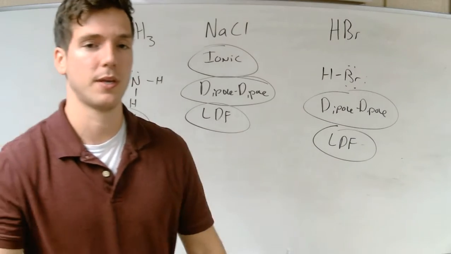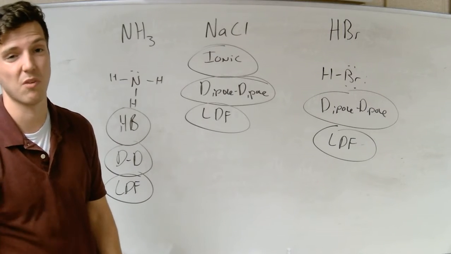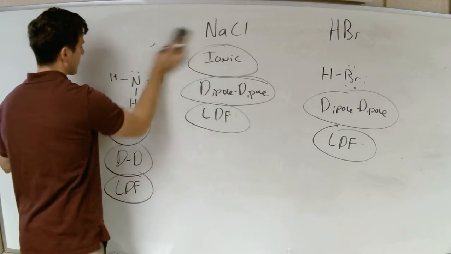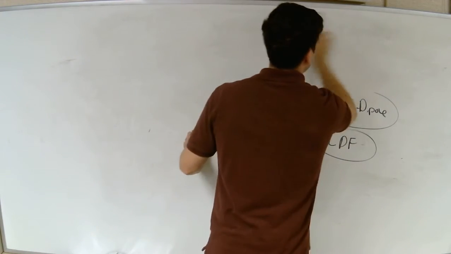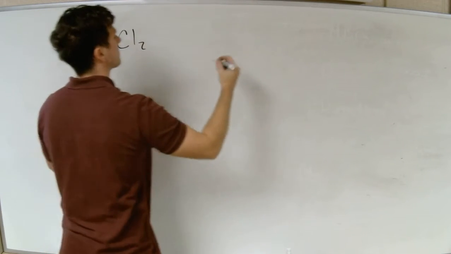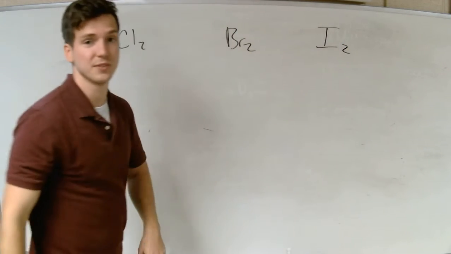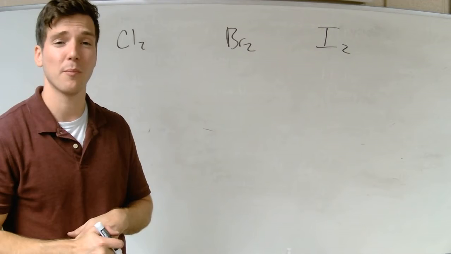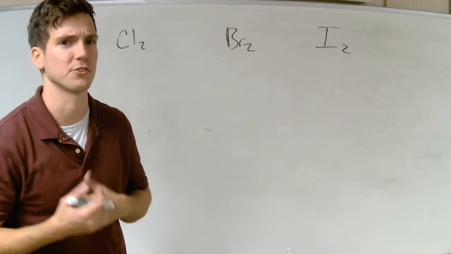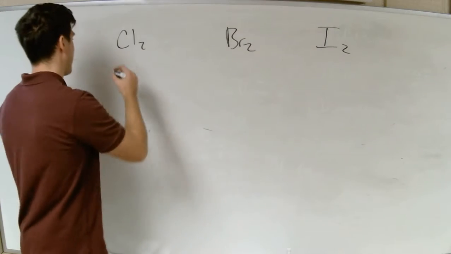Let's talk about some weird phenomenon that we see in compounds all the time, but we don't really realize it. A really weird phenomenon here is we've got Cl2, we've got Br2, and we've got I2. Now you might look at these and say, these are all LDFs, so they should all be gases, right? Because that's a really weak intermolecular force, it's usually going to be a gas. But here's the thing. Chlorine is a gas. It's a poisonous gas, chlorine gas.